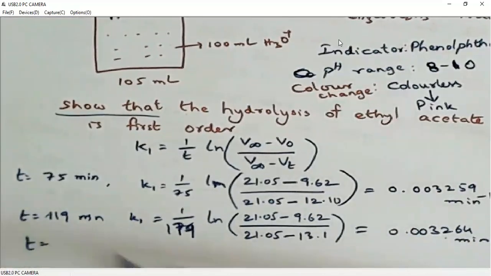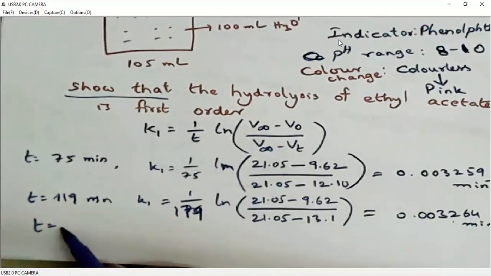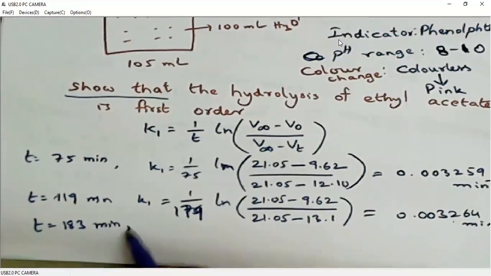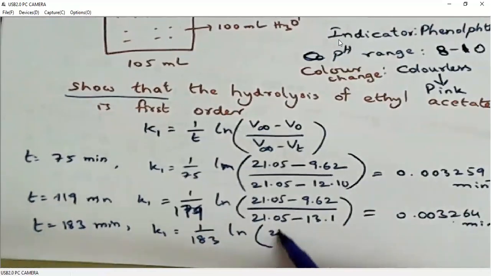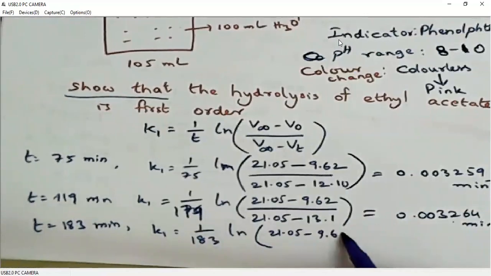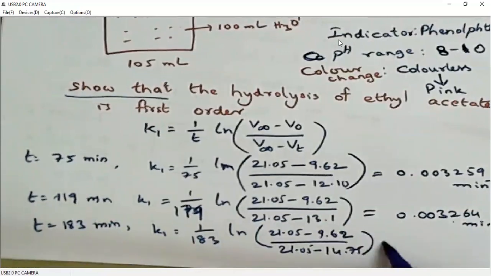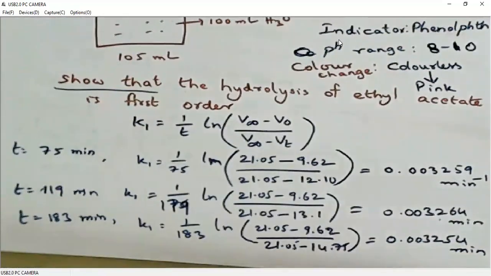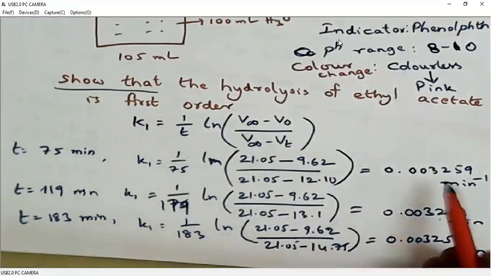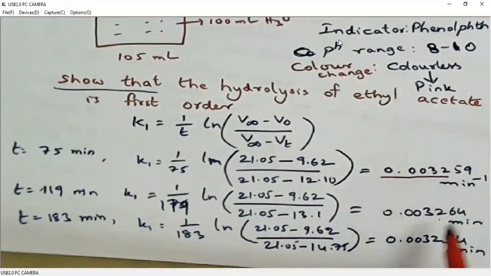Similarly, we can also calculate the K1 value at 183 minutes. When we calculate K1 value at 183 minutes, we will get 21.05 minus 9.62, 14.75. So here the value, when we simplify it, is 0.003254 minute inverse. Now you look at all these values. For any set of data points, K1 value is almost constant.